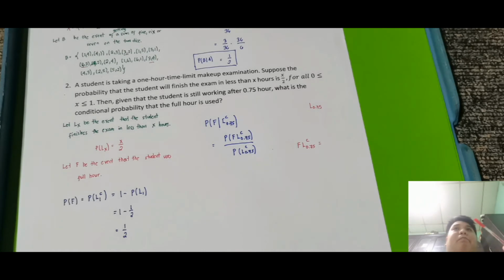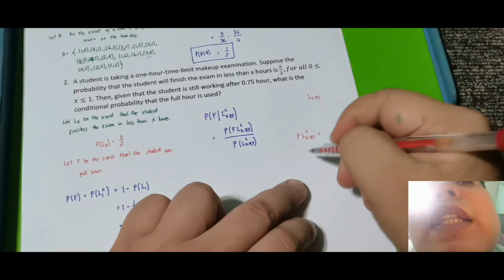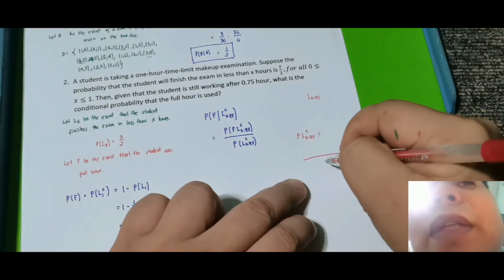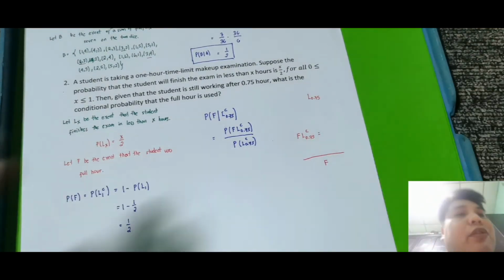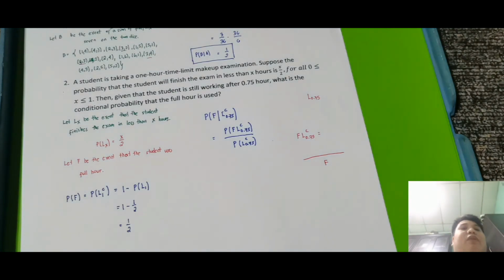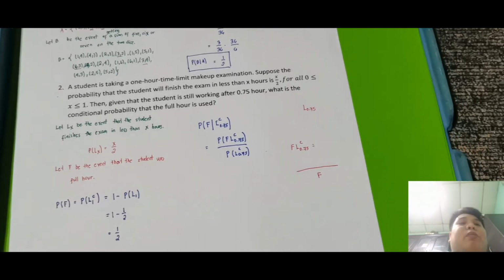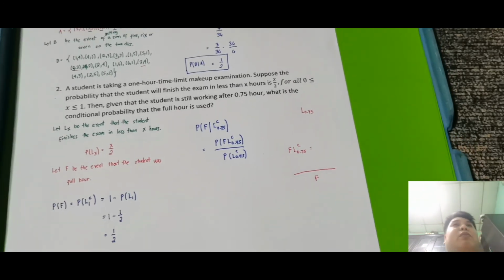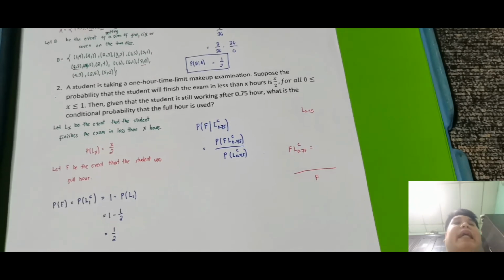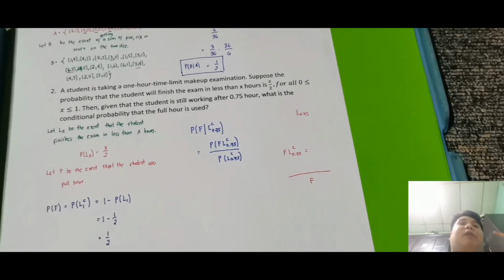Yung F is yung estudyante na gamit niya yung buong isang oras. Again, yung pool R. Kaya yung F is nagamit ng estudyante yung isang buong oras. So, lagay natin dito. Ito yung F na yan. Okay, nagamit ko yung isang buong oras. Ngayon, ano yung L sub 0.75 complement? Ang sabi ng L sub 0.75 complement, ito po yung event kung saan ako ay nag-e-exam pa after 0.75 hour.